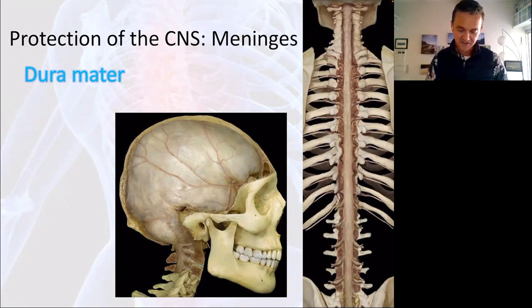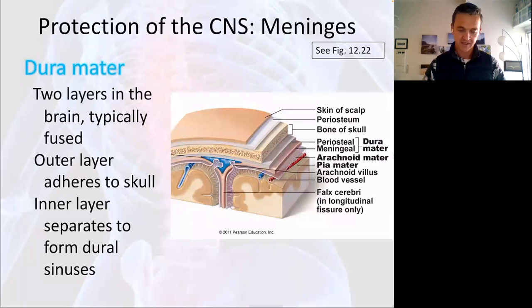Okay, protection of the CNS, the meninges, the dura mater is the thickest one. It actually means, in Latin, tough mother. Okay, it's thick, it's tough mother. Okay, so the dura mater is typically actually 2 layers in the brain, but they're fused, okay? And we can see that.